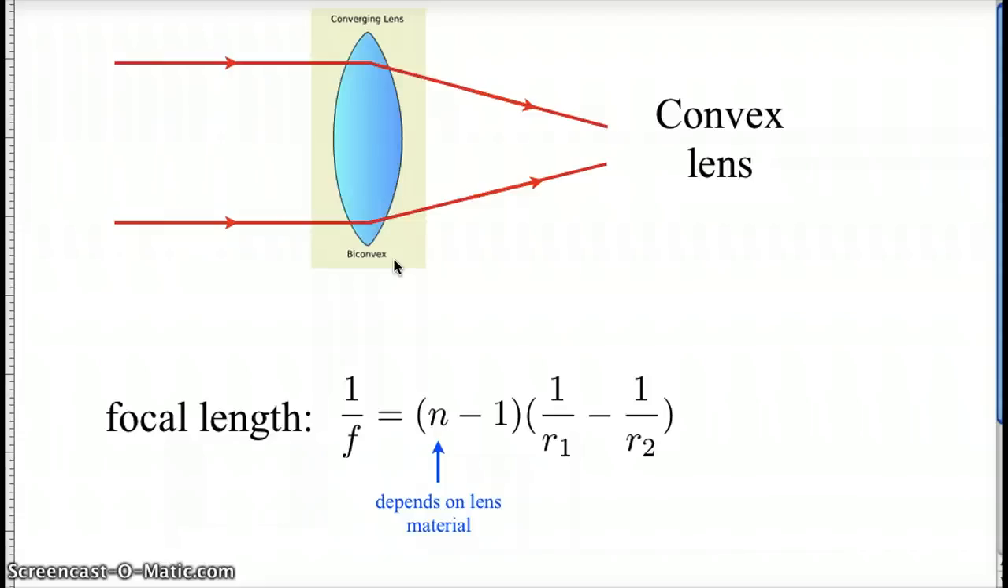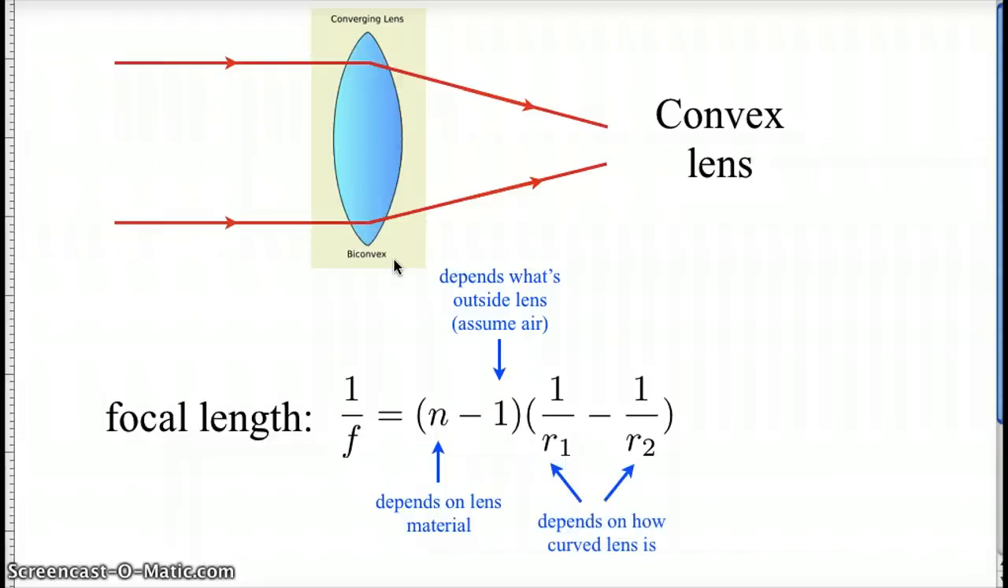So coming back to our focal length equation, F is the focal length, N, the index of the material of the lens, depends on what we make the lens out of. The 1 depends on what's outside the lens. We assume when we write 1 that there's air outside the lens, but if we stuck the lens underwater, the focal length of that lens would change. And then R1 and R2 both depend on how curved the two sides of the lens are. And the smaller those radii, the more curved the lens is.